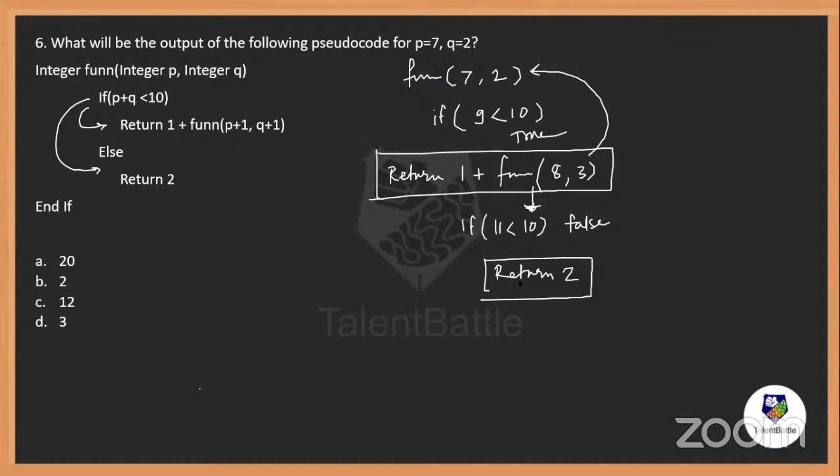Base condition, you can say. But the intermediate result of the first call. So actually we got two calls. One is returning 2, which will be gathered out here, and 1 plus the result of function 8, 3 is 2. So 1 plus 2 will be 3. So final result of the function call 7, 2 will be 3. And that is our final answer. Option D. It will return 3.